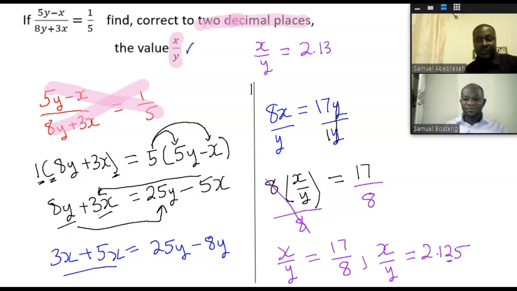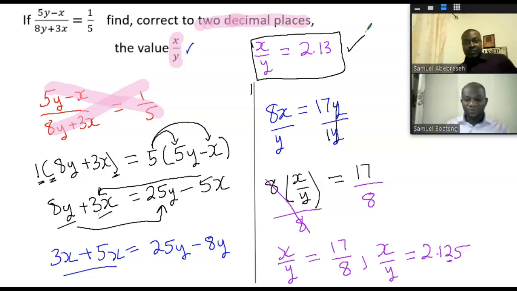So care must be taken. Some people may decide to end at 17 on 8. When you do that, you lose maybe 2 marks, which shouldn't be so. So always open your eyes and see what you are supposed to do.